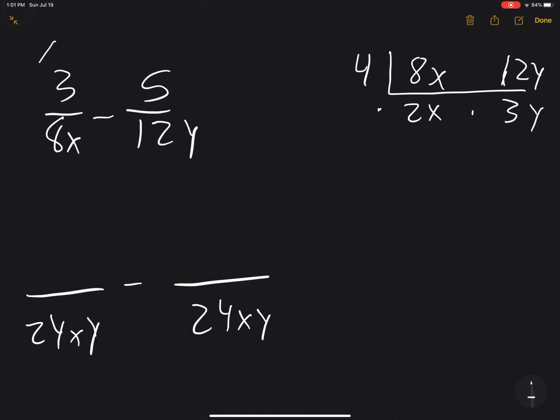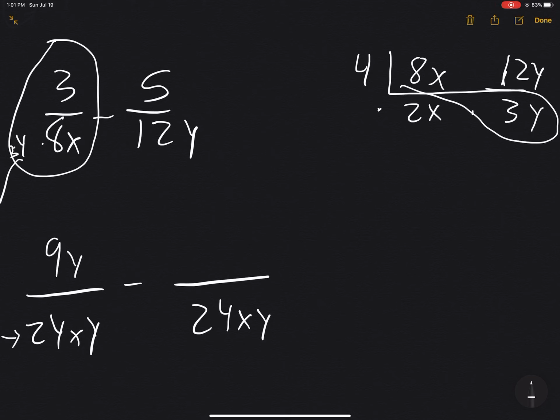And now I say, what is 8x missing? Well, it's missing a y. I'm going to have to multiply by y, but I'm also going to have to multiply by 3 to get up to 24xy. So I'm multiplying by 3 times y. And so I multiply the top by 3 times y, and I get 9y.